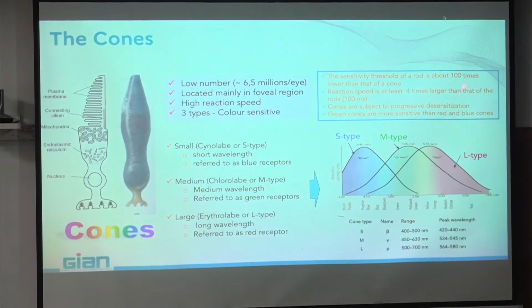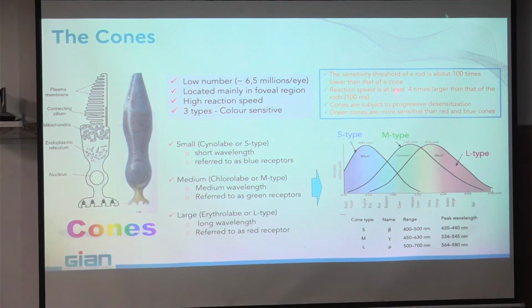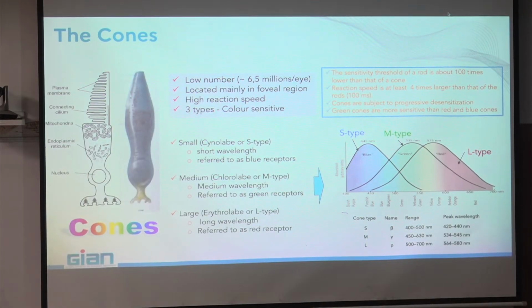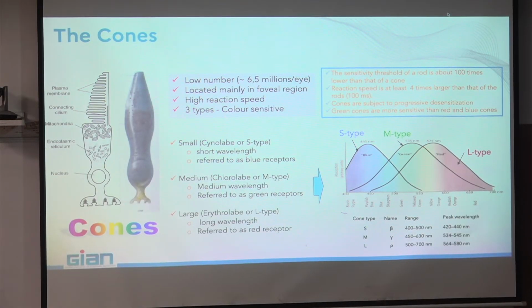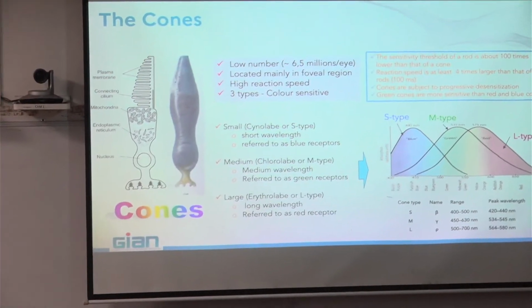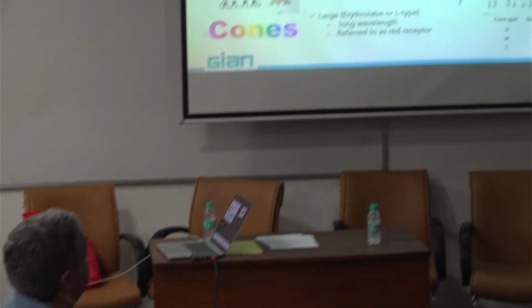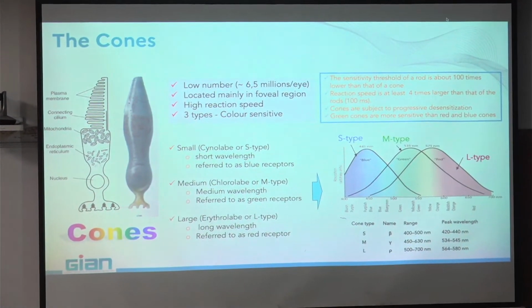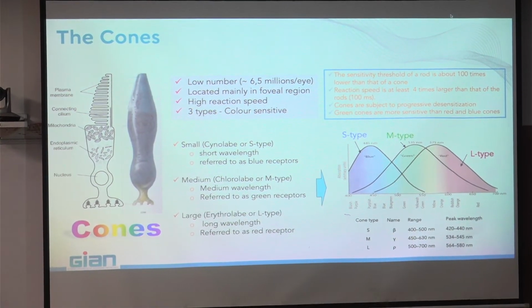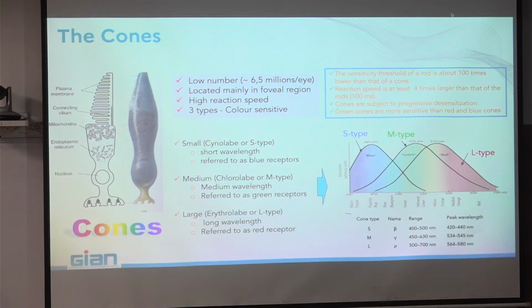Okay, the sensitivity of the rods is about 100 times higher than that of a cone. You see that the V of lambda curve in photopic is much lower than the V of lambda in scotopic. The cones are not operating where very little light is available. But they are 4 times faster than the rods. That's because to continue seeing in the central point of your vision where you are moving at high speed, they are subject to a progressive desensitization.